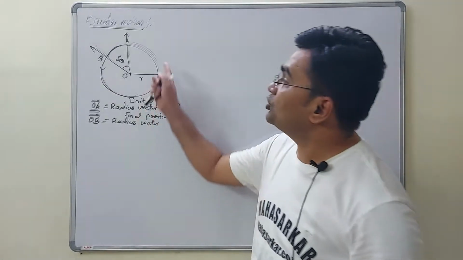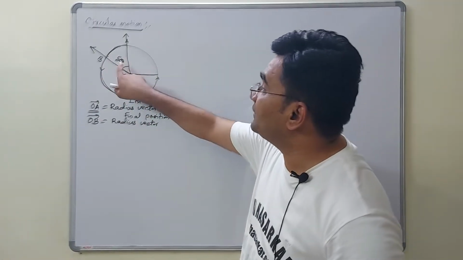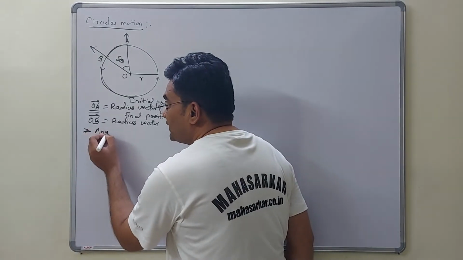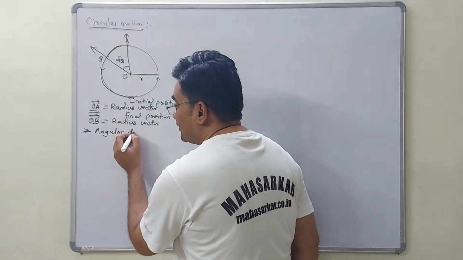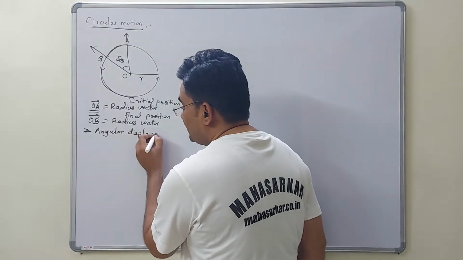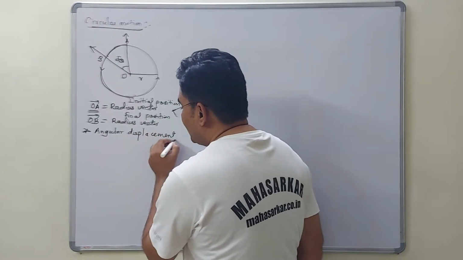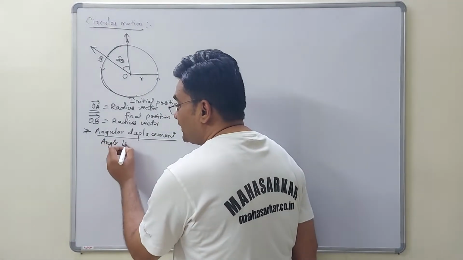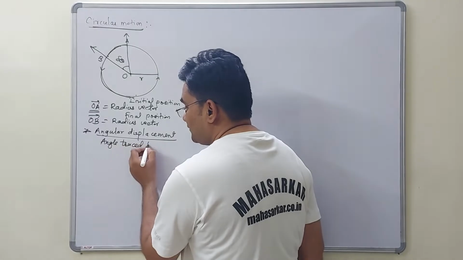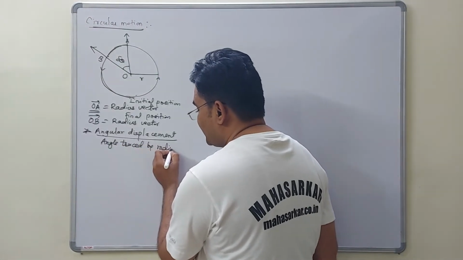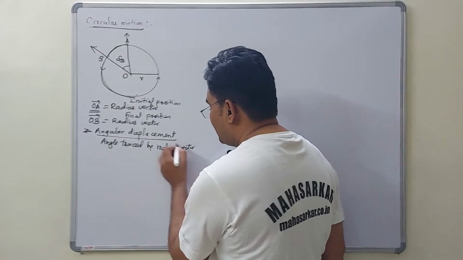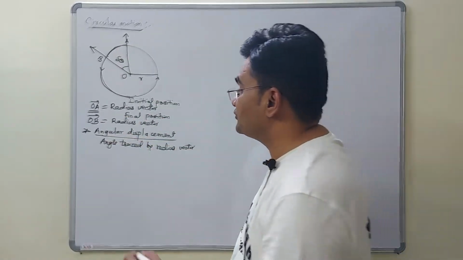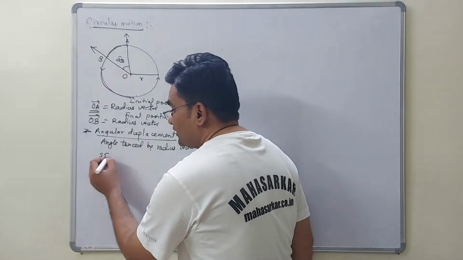During these two positions, the object has described a certain angle, and this term we call angular displacement. So what is angular displacement? The angle traced by the radius vector during its change in position is called angular displacement. Its SI unit is radian.